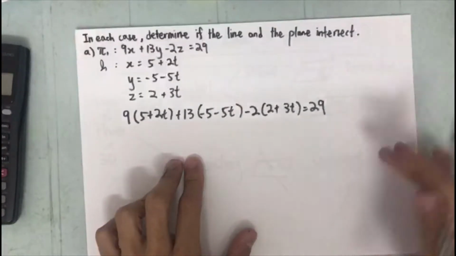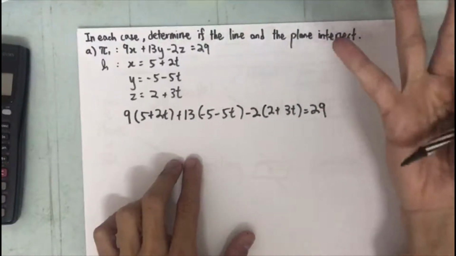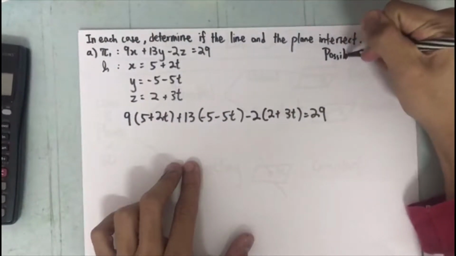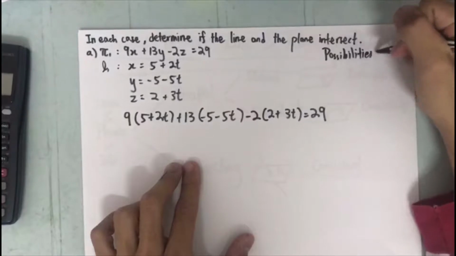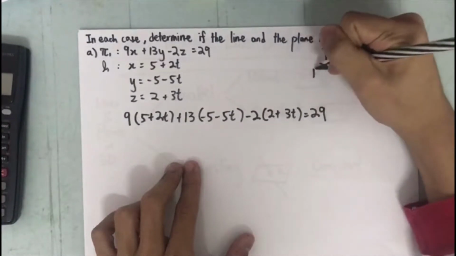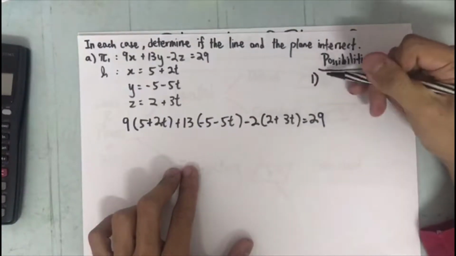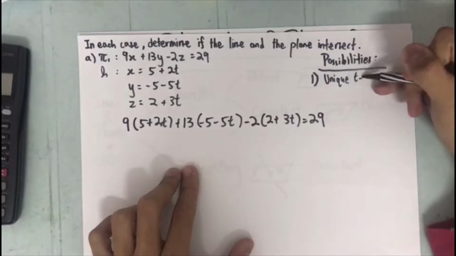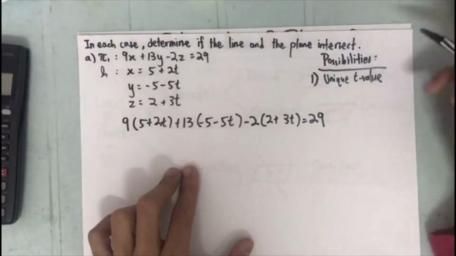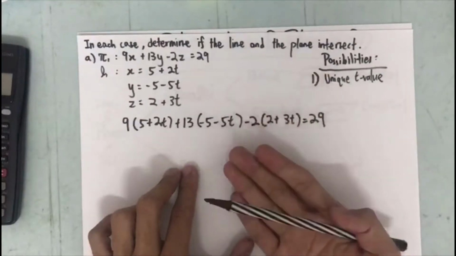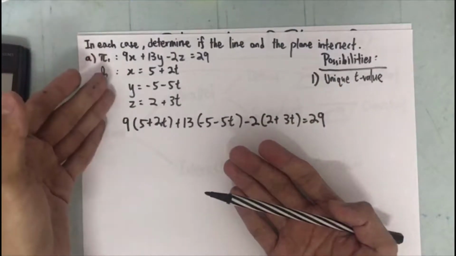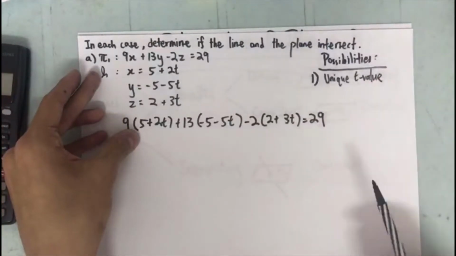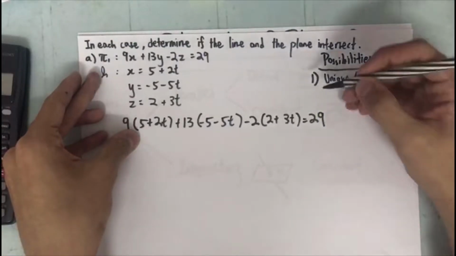When you solve for t, you can actually get three possibilities of answers. The first possibility, you will get a unique t value, which means the line and the plane essentially really intersect, therefore they yield a unique t value.